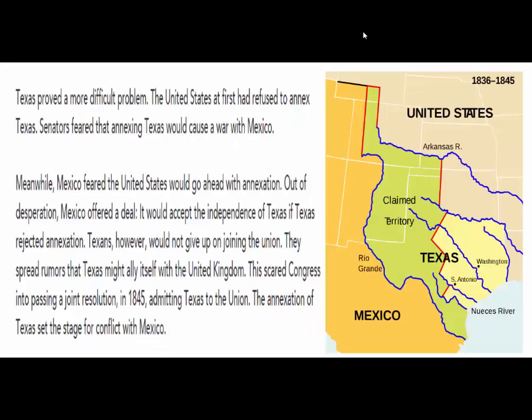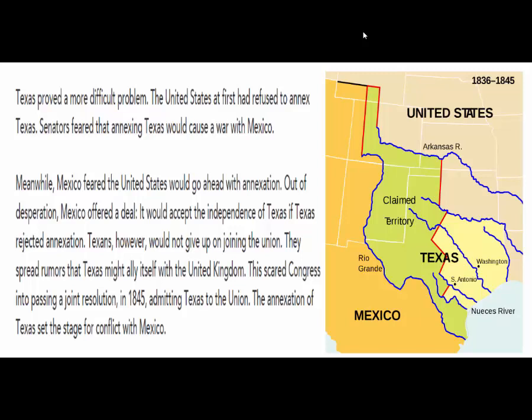Texas proved a more difficult problem. The United States at first had refused to annex Texas. Senators feared that annexing Texas would cause a war with Mexico. Meanwhile, Mexico feared the United States would go ahead with annexation. Out of desperation, Mexico offered a deal. It would accept the independence of Texas if Texas rejected annexation.